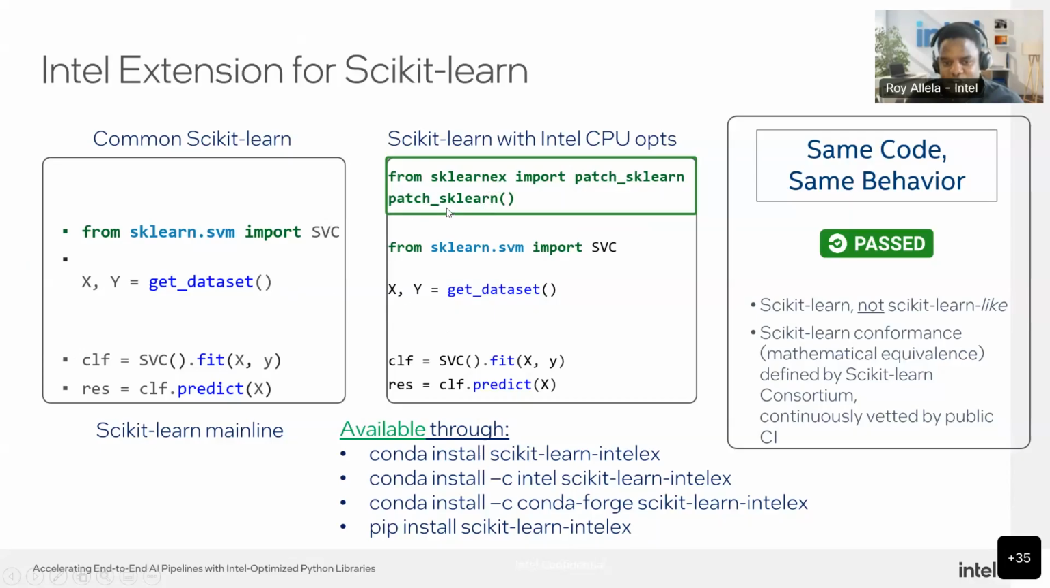So patching basically replaces the default implementations of the algorithms you have in the native scikit-learn with the optimized versions we have in the Intel extension for scikit-learn. And this is available through Conda and pip. You can install the packages shown here, and then you're able to leverage and work with this across your training and inference tasks across scikit-learn.